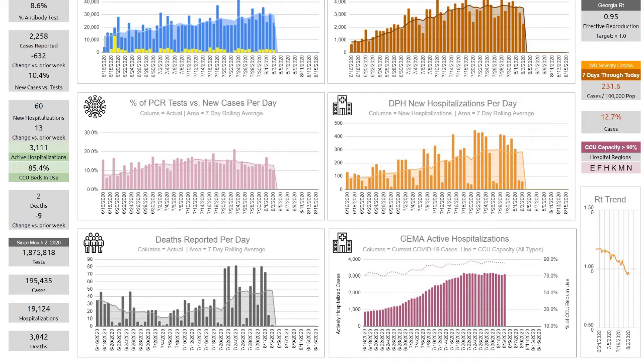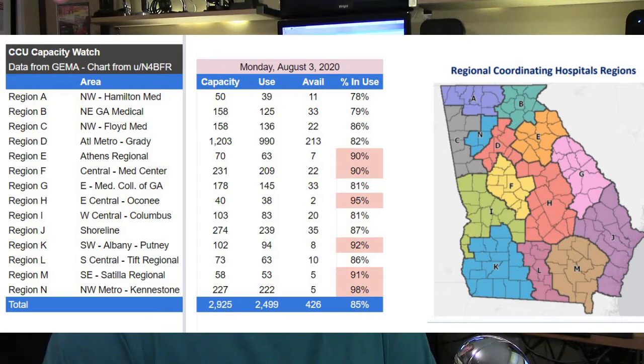You see we've got 6 areas here that are jumping up in that view. Athens region is at 90%. We also have the Central F region, that's the Macon region, they're at 90%. Oconee area is region H, that's 95%. So if you really look at it, we've got a swath of Macon to Augusta, really, that's all in critical care areas at this point in time. Albany is at 92%. And let's see, the southeast area, region M, that's getting down towards the Waycross area.